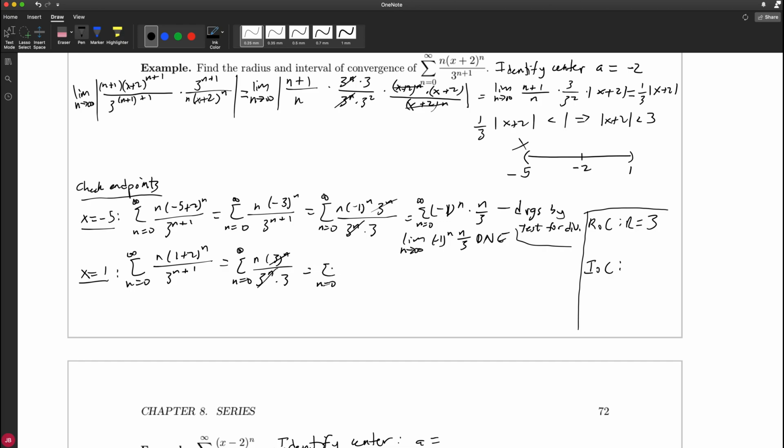And so this is, once again, the sum of something that doesn't even go to 0. Notice the limit as n goes to infinity of n over 3, well, that's infinite, which is definitely not 0. So this diverges by the test for divergence. And so neither of the endpoints work. And so my interval of convergence is strictly minus 5 to 1.